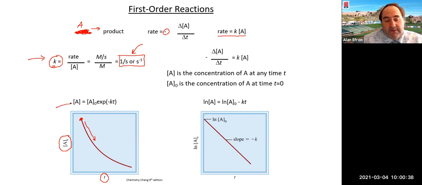Now, most of the time, people will take this rate law and do what is sometimes referred to as an integrated rate law, and it will end up with this guy right here. And that equation right there is specific for first order. That is the natural log of A is equal to the natural log of A naught minus kt.